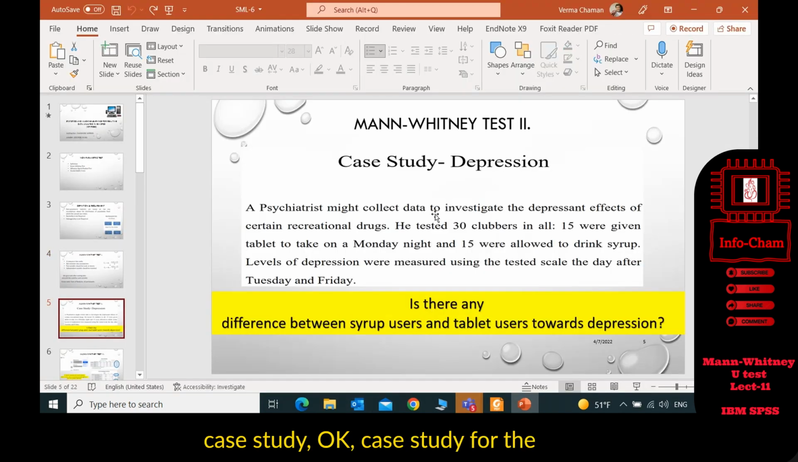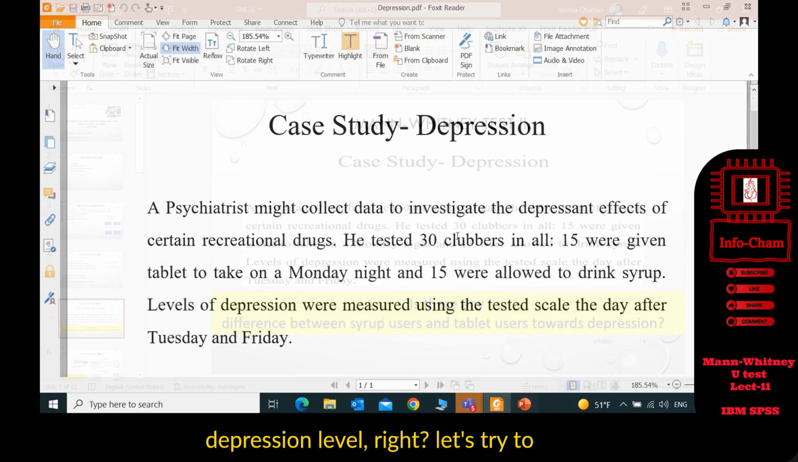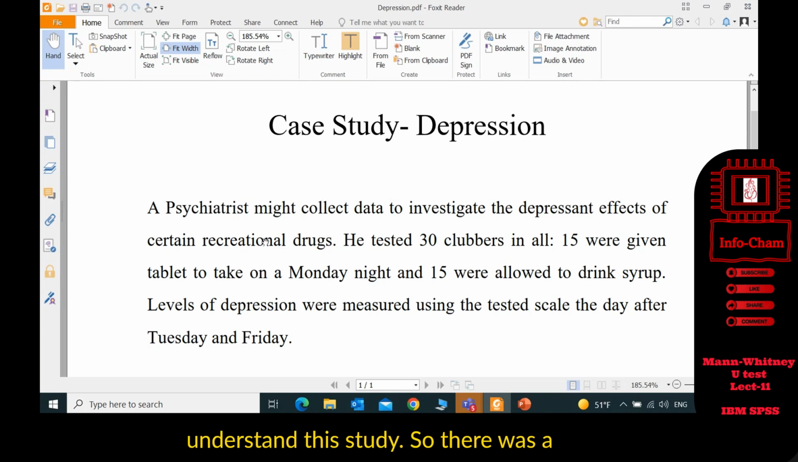Case study. Okay, a case study for the depression level, right? Let's try to understand this study. There was a psychiatrist who collected some data to check depression, because there are some people or patients like that. They investigated the depression effect or level of certain recreational drugs, right? So he tested 30 clubbers, I mean people who used to go to clubs or something. So he tested 30 participants. So 15 were given tablets.